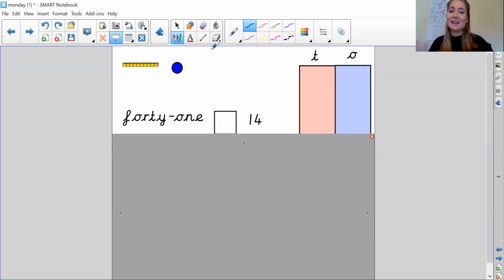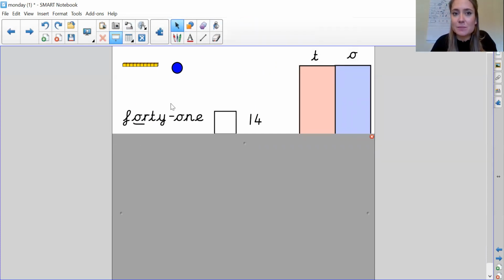Ooh, okay, a little bit trickier now. This one is in writing. Shall we read it together? Let's see, we've got our special friends I can see there. So we've got 41 something 14. So let's make our first number 41.